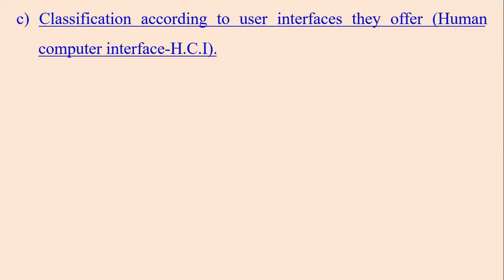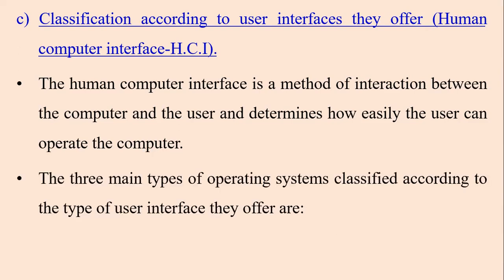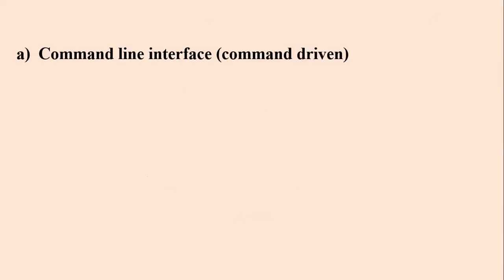The third method of classifying the operating systems is according to the user interfaces that they offer. That is what we call according to the human computer interface, HCI. The human computer interface is a method of interaction between the computer and the user and determines how easily the user can operate the computer. The three main types of operating systems classified according to the type of user interface that they offer are, number one, command line interface, or what we call the command-driven interface.